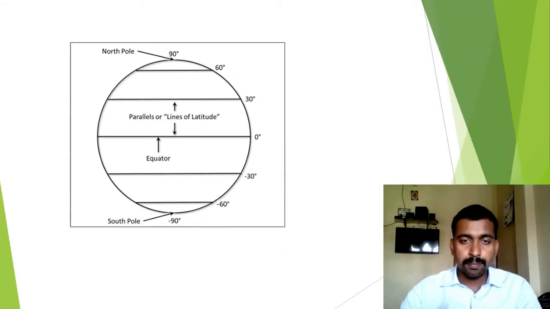This is another picture now to make you understand. The middle one is at 0 degree. Equator is at 0 degree. It is a middle line. So from this 0 degree to 90 degree, there are 90 lines. So this north pole and south pole contain 90 lines. So altogether we have 181 lines, including this equator.